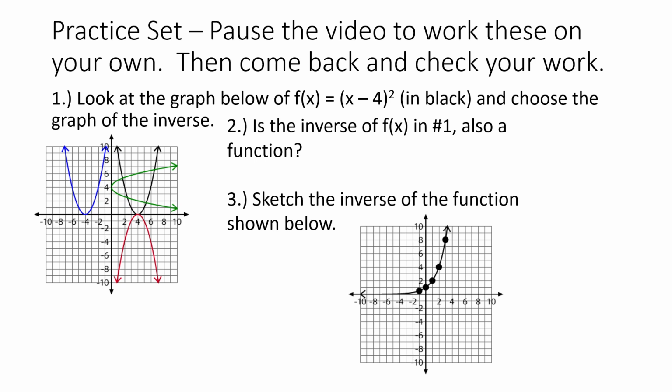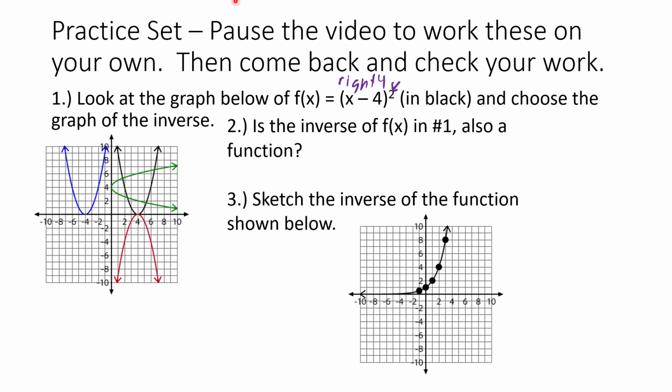So the first one is just look at the graph below of f of x is equal to (x minus 4) all squared. That's the one that's in black. And what you want to notice about that is that this is a parabola. We know it's a parabola because it's squared, and we know that it goes right 4 because of the minus 4. And so there it is. That's the one that's in black. And we are asked for the inverse, and we're given 3 options: the blue, the green, or the red.